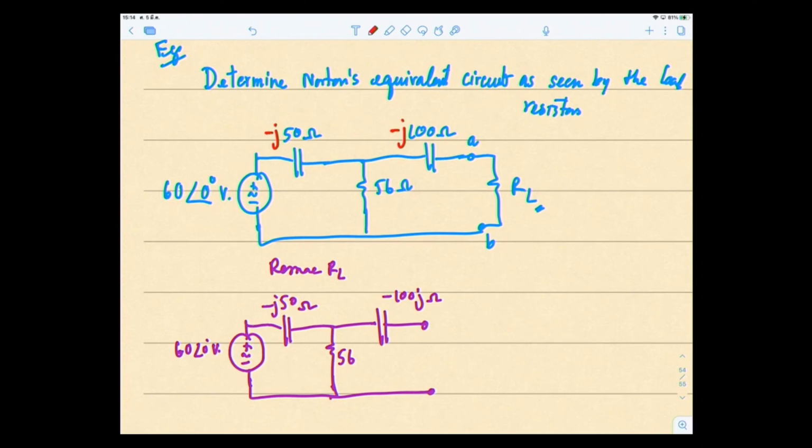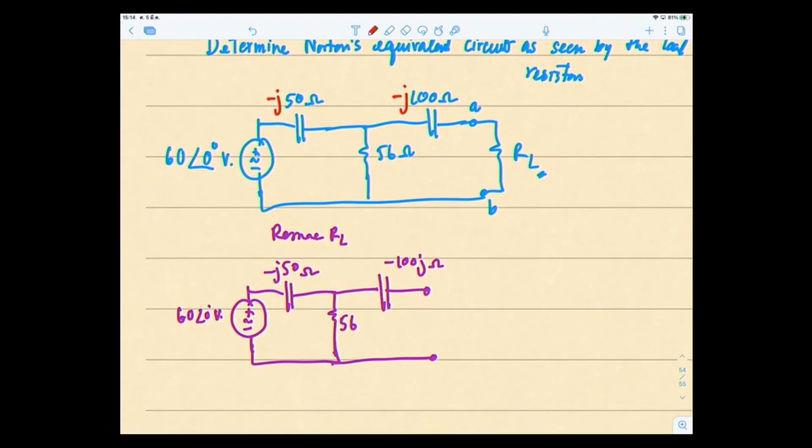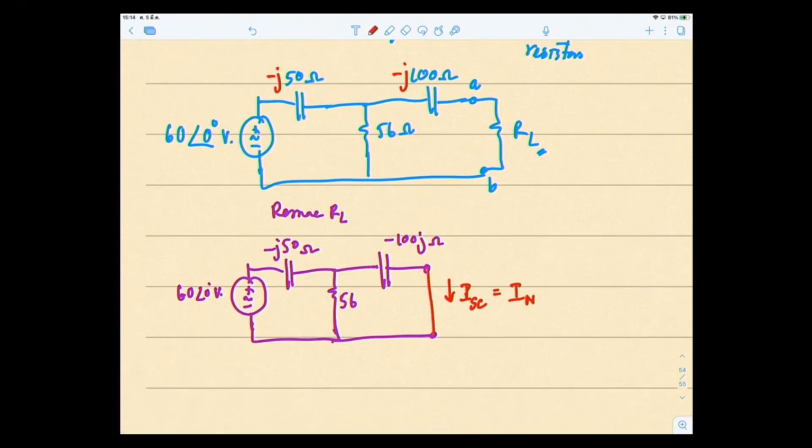Then to find IN, the Norton current: the Norton current is the short circuit current at the terminal. So you short it, and this short circuit current is equal to the Norton current. It's your choice how you go about finding it. You can use mesh, nodal analysis, or the simple current divider rule. Of course, I'm going to use the simple current divider rule.